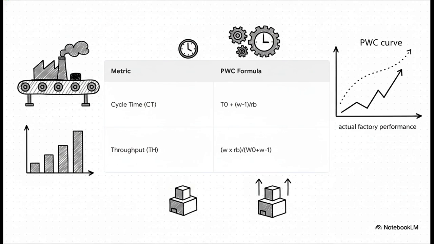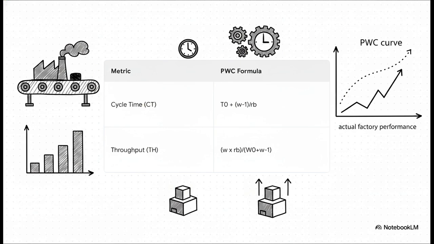In the practical worst case, your expected cycle time is your raw process time plus a weighting factor. That weighting factor is just your WIP level minus 1 divided by your bottleneck rate. On the flip side, the PWC throughput is your WIP level multiplied by the bottleneck rate, all divided by the critical WIP plus your WIP level minus 1.